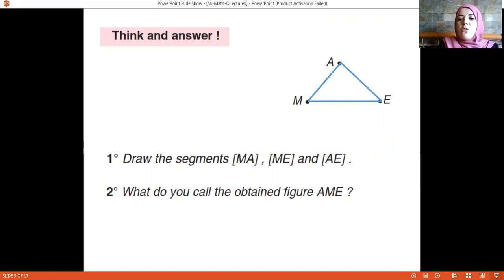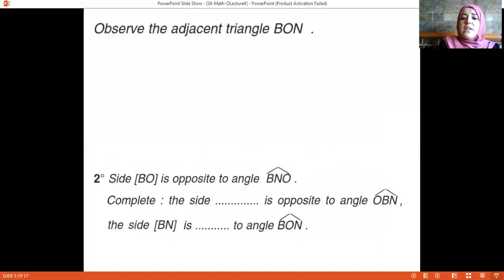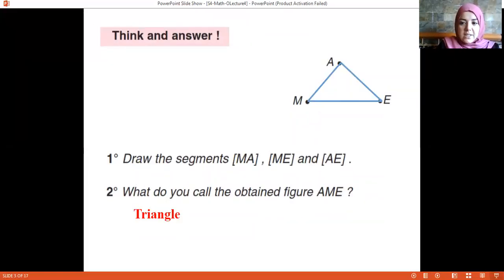Now, what do you call the obtained figure AME? We call it a triangle. So a triangle actually is formed when I join the segments of three non-collinear points. They form a triangle. So in other words, we can say that a triangle is formed of three segments.